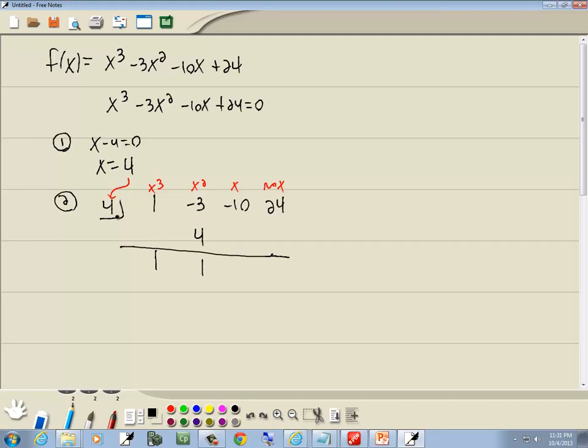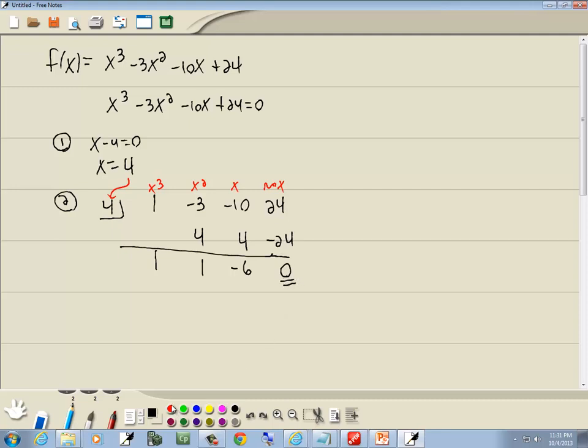Multiply. You multiply by the number in the box, the number you just put down there. 4 times 1 is 4. Then add. Negative 10 plus 4 is negative 6. And then multiply. You multiply by the number in the box, the number you just put down there. 4 times negative 6 is negative 24. And add. 24 minus 24 gives us 0.